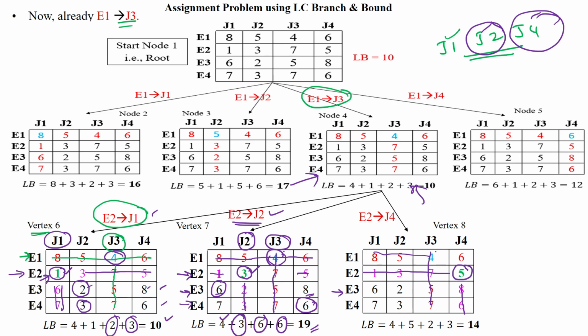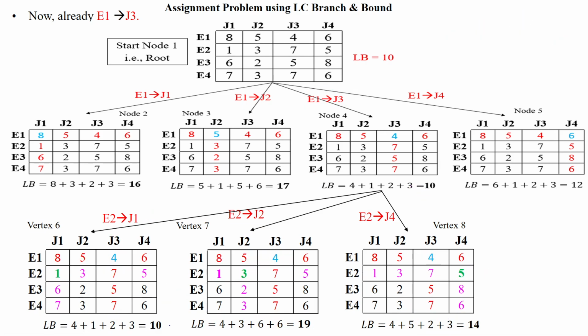For the lower bound, job number 3 for E1 is 4, for E2 this is 5, for row number 3 the least cost value is 2, and for employee number 4 the least cost value is 3. So now we have explored all possible jobs for employee number 2. This gives three different costs: 10, 19 and 14. Among these, the least lower bound value is 10, so here also 10.